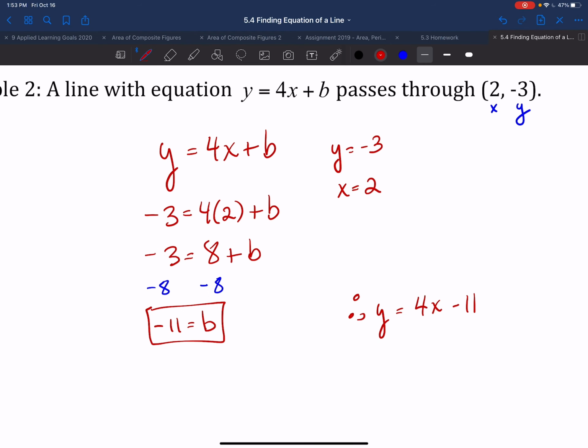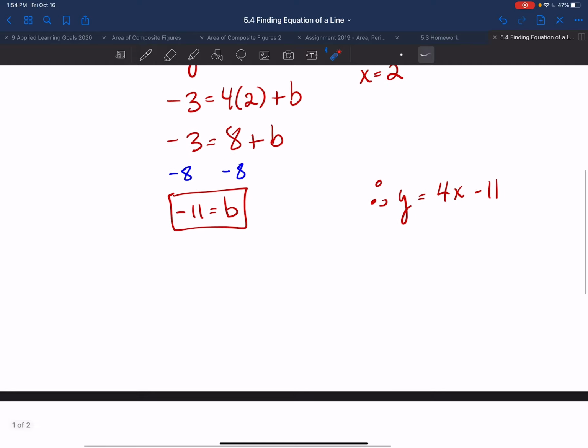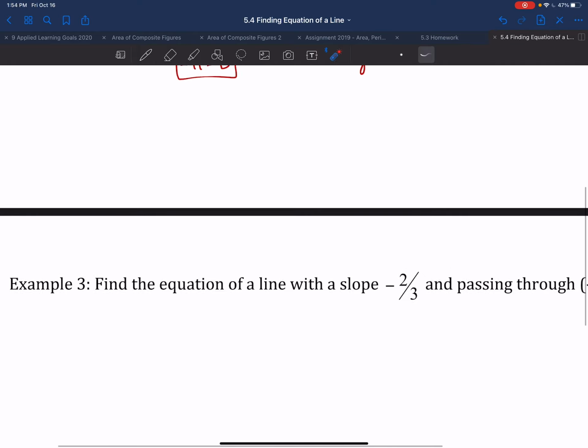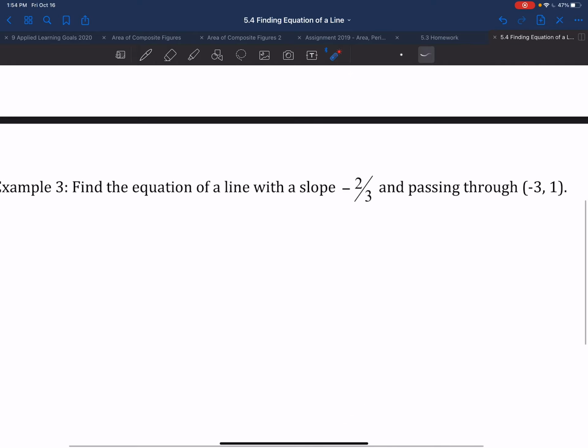So basically what happened was they gave me the slope at the beginning. I knew what the slope was. I knew that it passed through a point. So if I look at this equation, y equals mx plus b, here I knew m, I knew x, and I knew y. And we just had to figure out what b was. So this is pretty much what's going to happen all the time.